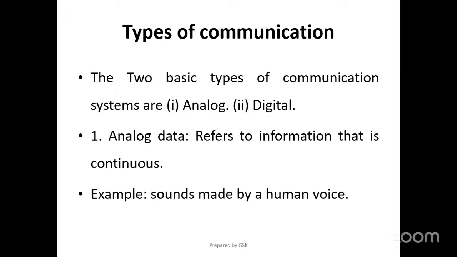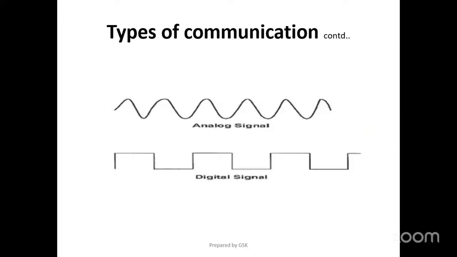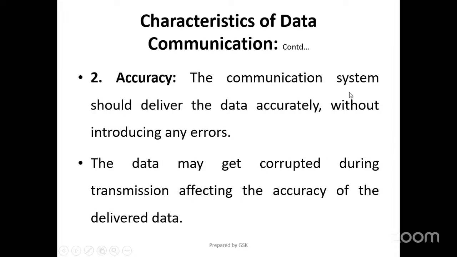There are two basic forms of communication. Those are analog and digital, where analog is in a continuous manner and digital is in a non-continuous, discrete manner. This is the image to understand analog and digital signals. Then, coming to the properties of the communications.